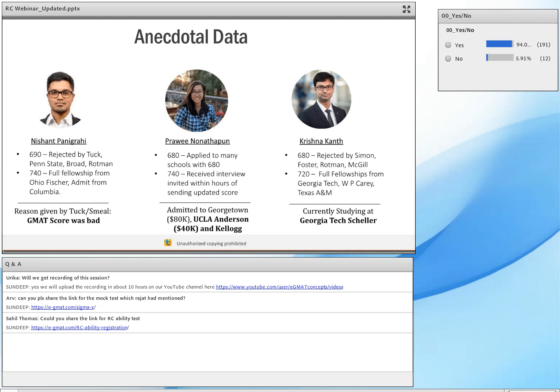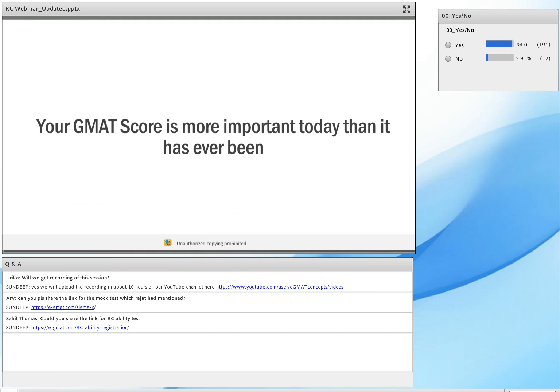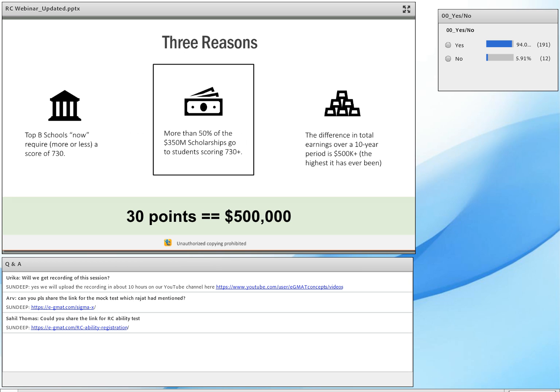she just graduated from Kellogg. KK Krishnakant scored a 680, was rejected by every school, scored a 720, and got multiple full fellowships. These are full rides, not just a $50,000 scholarship, but 130, 140K. So the bottom line is, it comes down to your GMAT score and its impact on admissions and scholarship. It's more important than it has ever been. And with that, let's go into the scholarship piece.